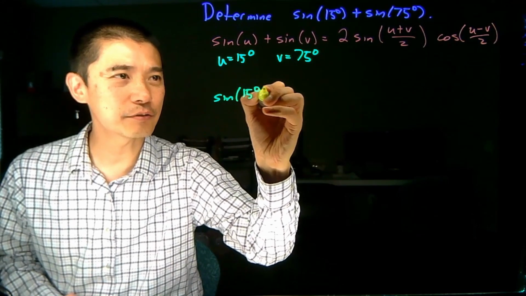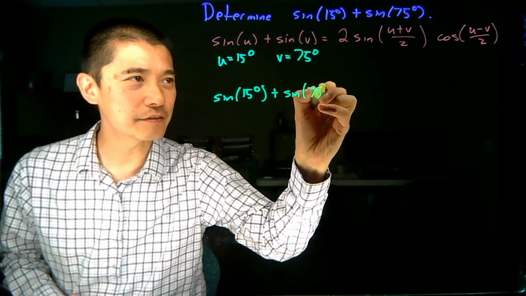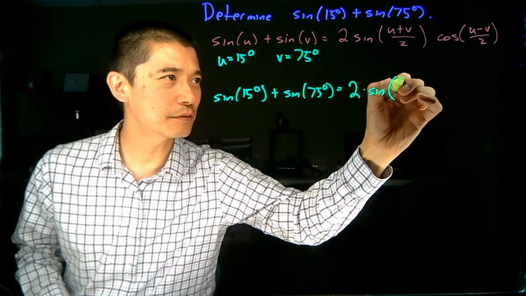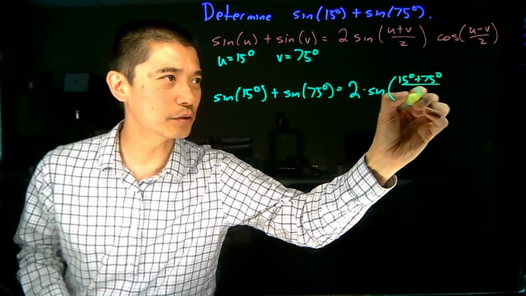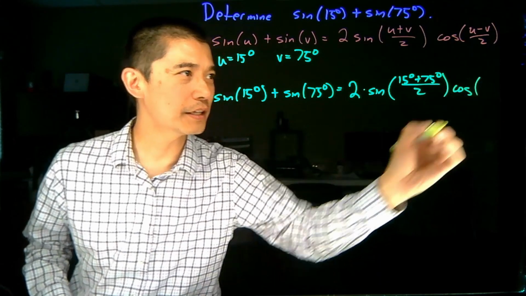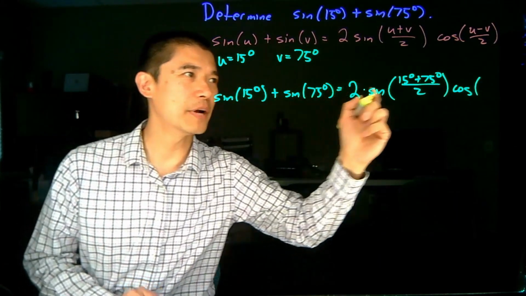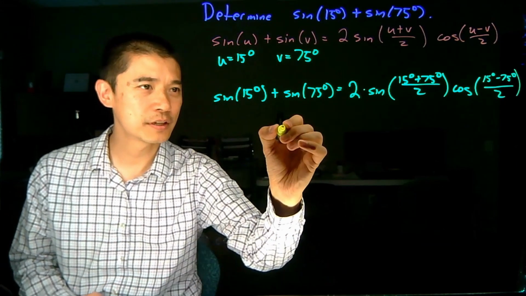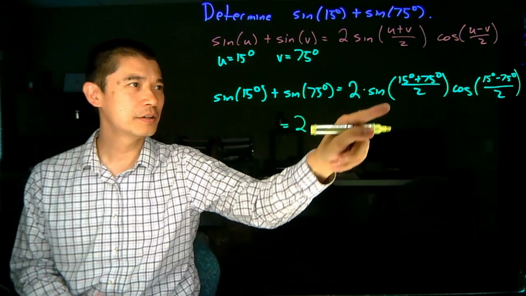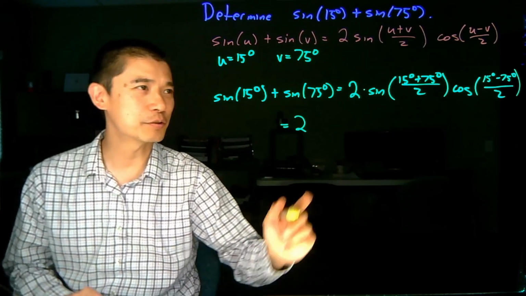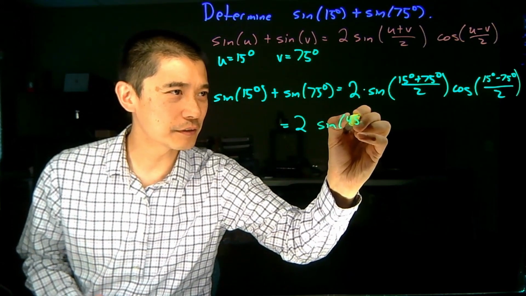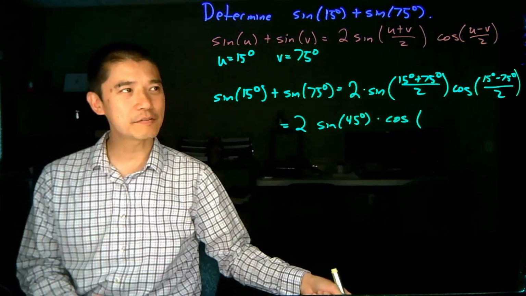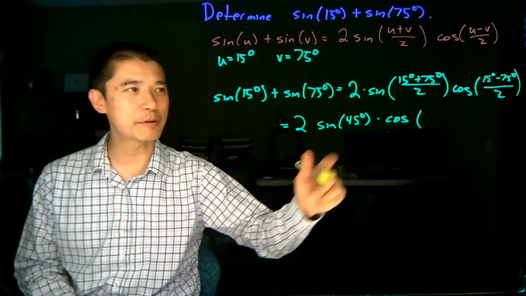Sine of 15 degrees plus sine of 75 degrees equals 2 times sine of u plus v over 2, so 15 degrees plus 75 degrees over 2, times cosine of u minus v over 2, so 15 degrees minus 75 degrees, all over 2. Equals, well, the 2 comes along. 15 plus 75 is 90. 90 over 2 is 45, so sine of 45 degrees times cosine of, let's see, 15 minus 75 is negative 60. Negative 60 divided by 2 is negative 30 degrees.